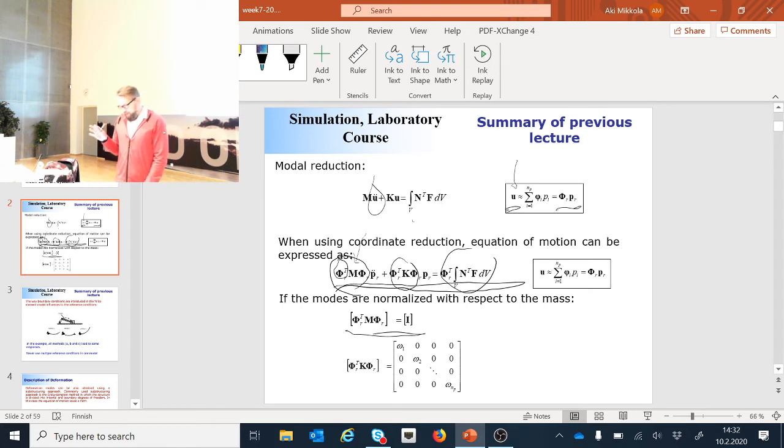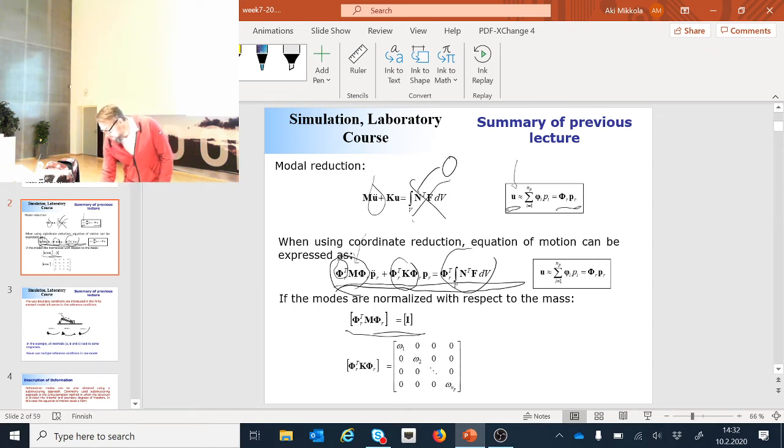Now, what was the thing that I was about to explain? Modal reduction. Big picture of modal reduction. Now you got the concept of modal reduction. Yes. Okay, good.